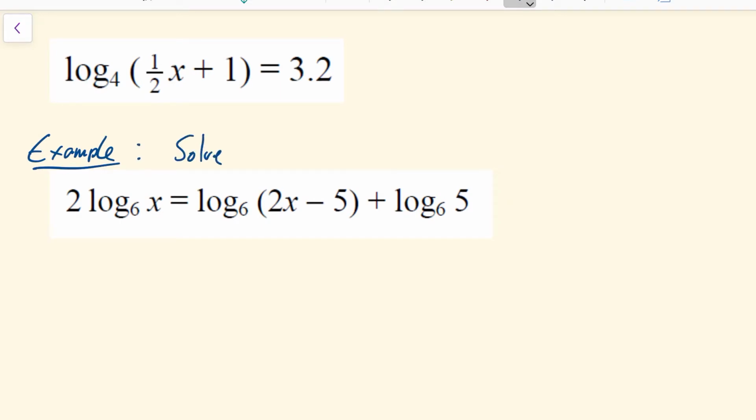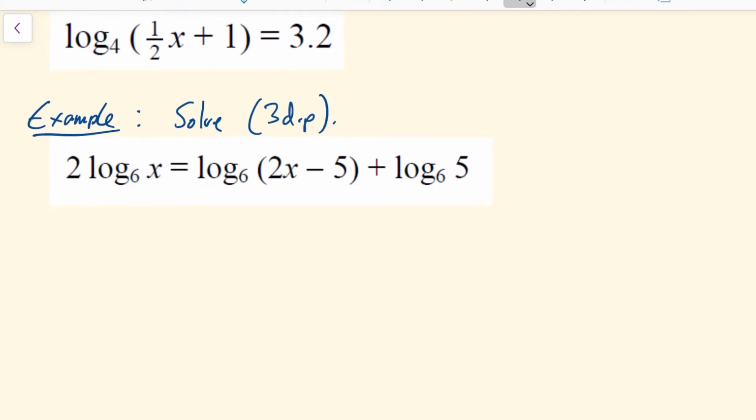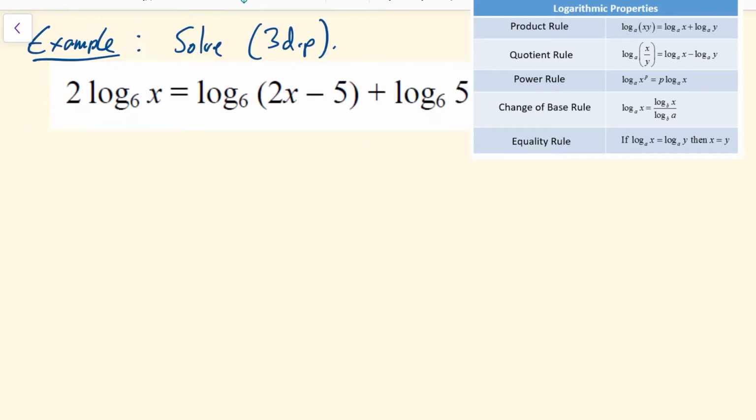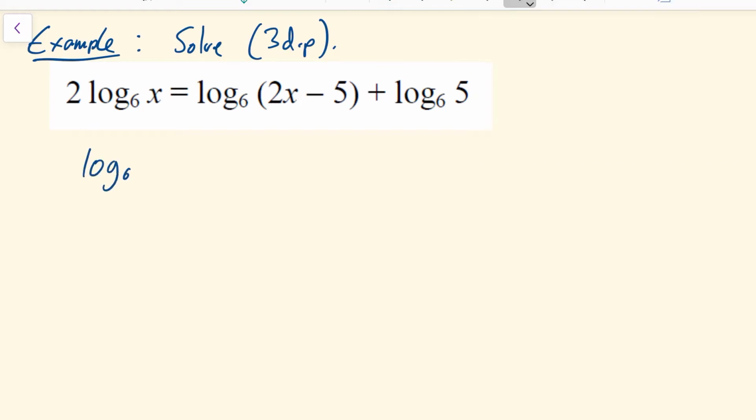Okay, so we are going to solve this to 3 decimal places. So let's have a look at the steps. Well, for this one, we're going to have to use a couple of log rules that you've seen in the previous video. What we need to do on the left is we can apply the power rule, the n log x power rule. So that 2 is now x squared.